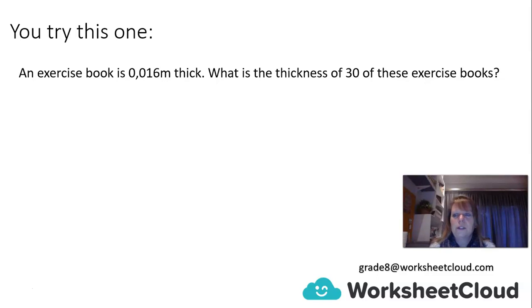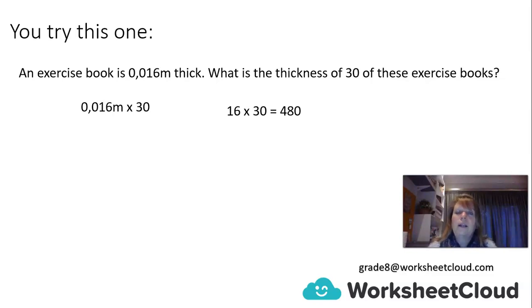Right, let's see how you did. Okay, so our number sentence is 0,016 times 30. Take out the comma and go 16 times 30. But remember, we cannot write it underneath here, otherwise we're not using that equal sign correctly. So 16 times 30 gives me 480. Did you all get that?